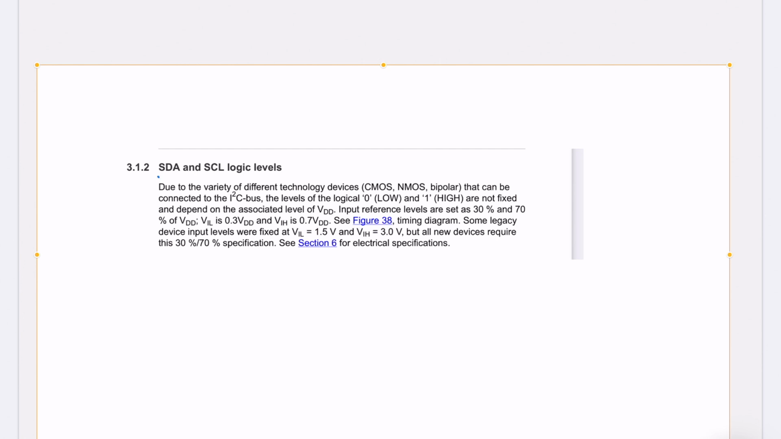The next thing we're going to look at are the data and clock logic levels. Specifically, what constitutes a low, or 0, and what constitutes a high, or 1. The standard we're going to look at is called the 30-70 rule, and what this means is that 30% of VDD and below is going to be considered low, and 70% of VDD and above is going to be considered a high or a logic 1.